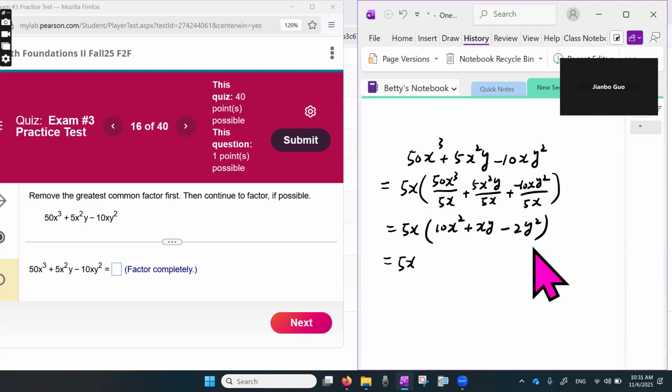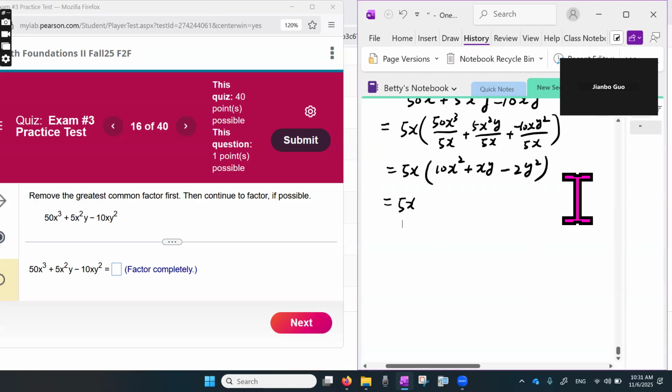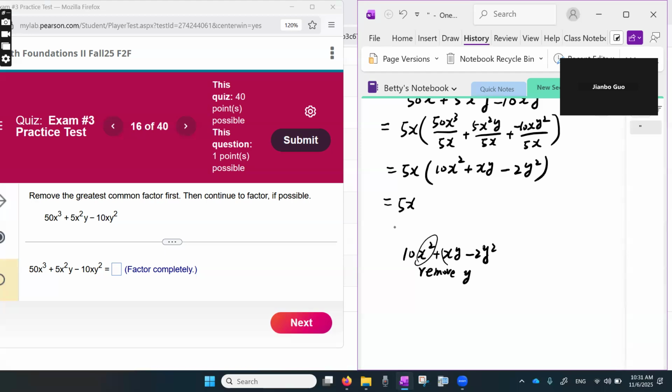We could use the slide divide slide method to factor the trinomial inside the parentheses, okay? We can do that. Remember, how do we process that? 10x squared plus xy minus 2y squared. In the class, I introduced a method. We get rid of y first. This method only applies when the 3 terms all have degree 2. This one is x times x. This one is x times y. This one is y times y. Only when the trinomial has that form, we can do this. After we remove y, we have 10x squared plus x minus 2.